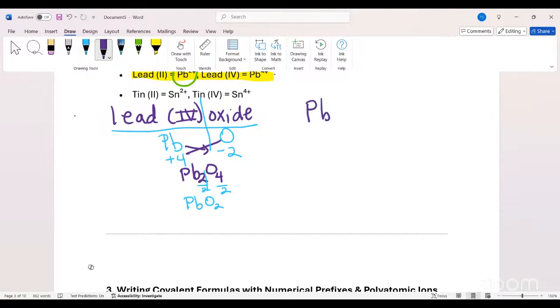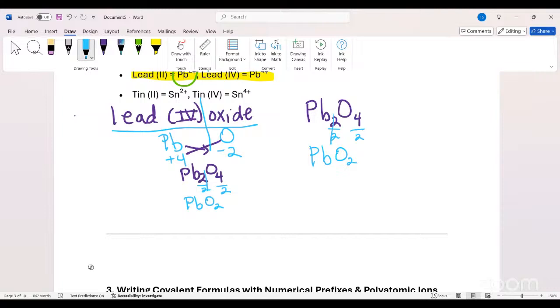you originally had Pb2O4. This wouldn't be wrong, but it's just not right completely as far as the answer that you would see on your test. You would have to reduce this down to the lowest common denominator so the 2's get canceled out and you get PbO2.